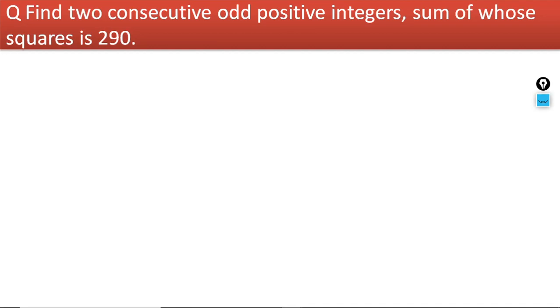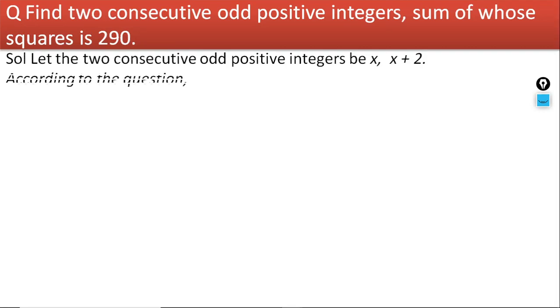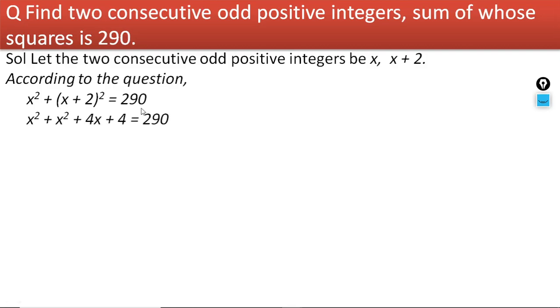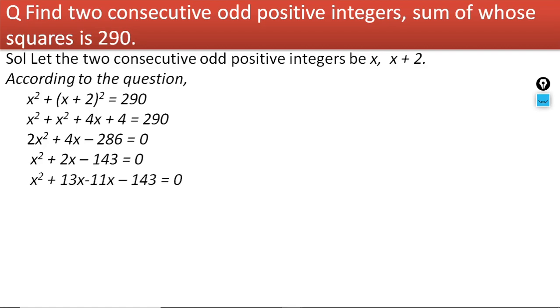In the next question, we have two consecutive odd positive integers, the sum of whose squares is 290. Here again, for odd positive integers, we consider them x and x plus 2. Then according to the question, the sum of whose squares: we find the squares of these terms, x square and x plus 2 whole square, and their sum is 290. Expanding the left hand side, we get the quadratic equation 2x square plus 4x minus 286. Taking 2 common, we are left with x square plus 2x minus 143 equals 0. By solving it, the possible factors are 13 and 11.